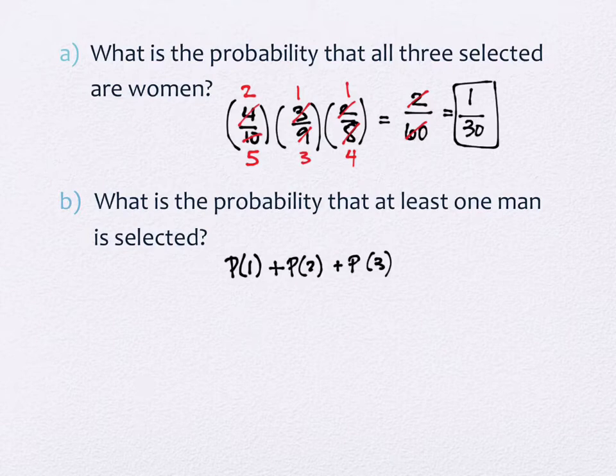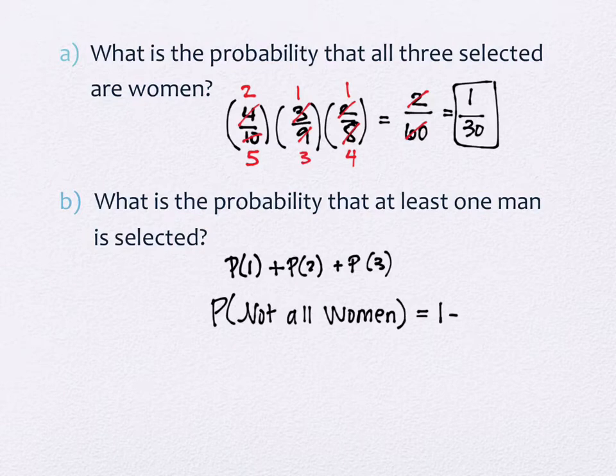But there's an easier way to do that. What is the only thing that you can't have and satisfy that question? All women going, right? So I'm supposed to have not all women. And one of the things that we learned last time is that if I want the probability of not all women, that's exactly 1 minus the probability of having all women. And I already calculated having all women. That was part A. It was 1 out of 30.